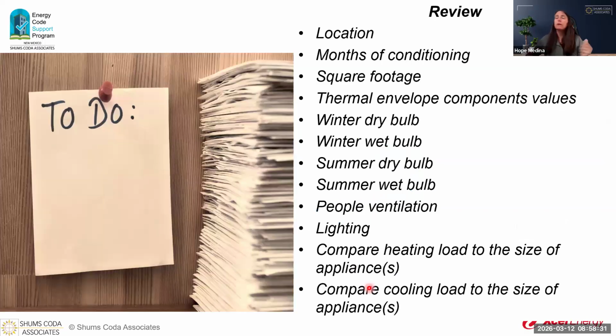Oh, I guess I better be quicker. Okay. So be aware, these are the things to review out of a heating and cooling load calculation. It's going to look cumbersome because you're going to get a 100-page document. And really there are only 2 sheets that you need to focus on.